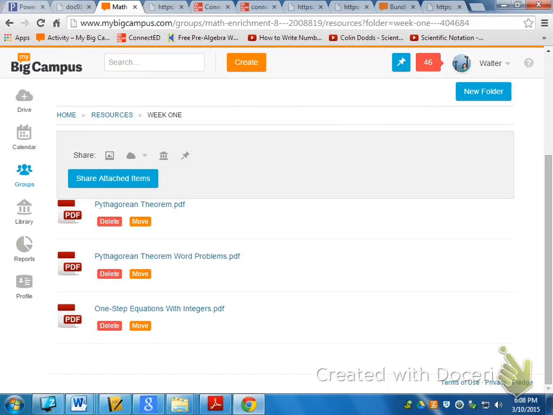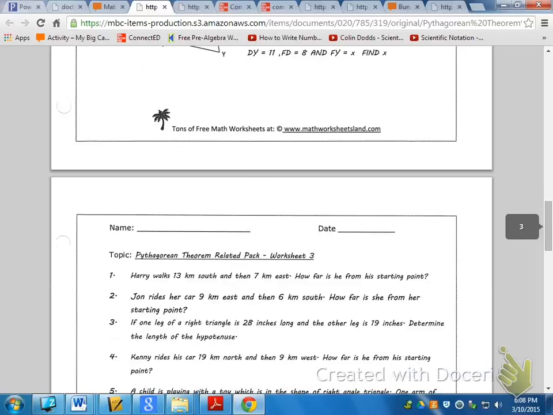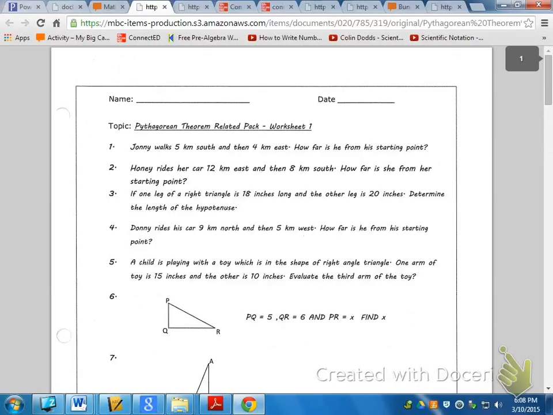All right, today is day 2 of math enrichment, and today, if you look at the week 1 folder, we are going to go to the Pythagorean Theorem word problem file, and it is actually a file of 4 sheets that you could see if you scroll through here all the way down to 4. We are going to concentrate on worksheet 1.